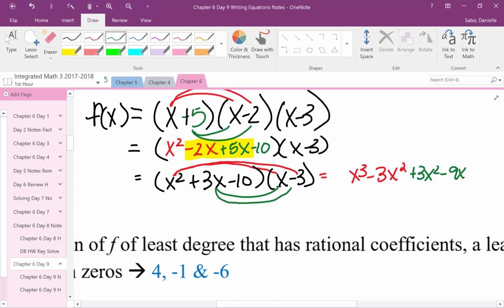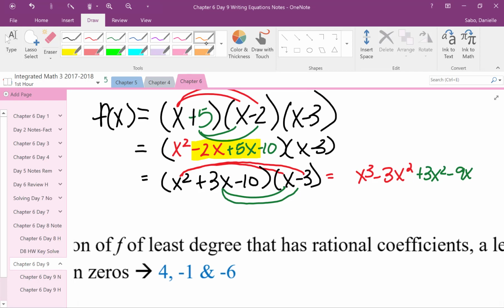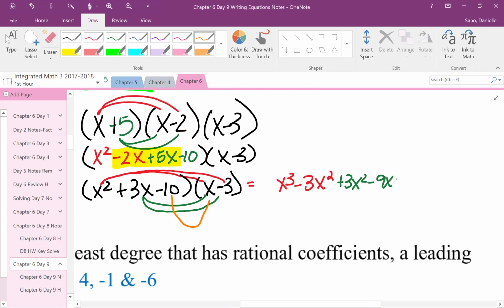Very good. Do you have questions on that one? I still have one more. If you notice, I have not touched this negative 10 yet. I have to keep going one more time. So I have this negative 10. So negative 10 times x is good, negative 10x. And then negative 10 times negative 3.